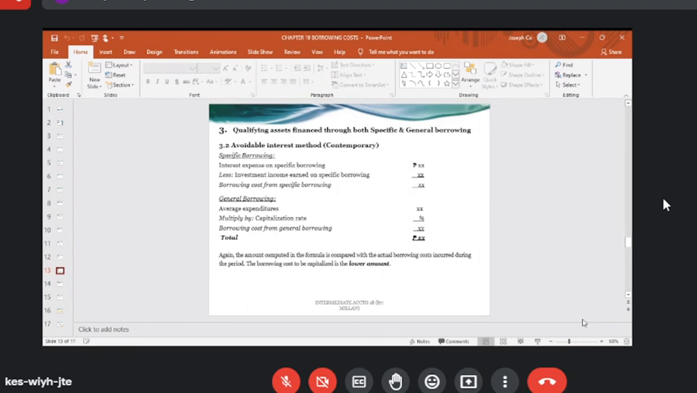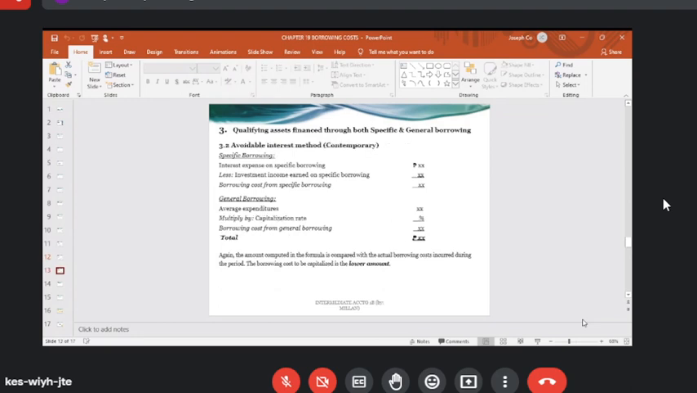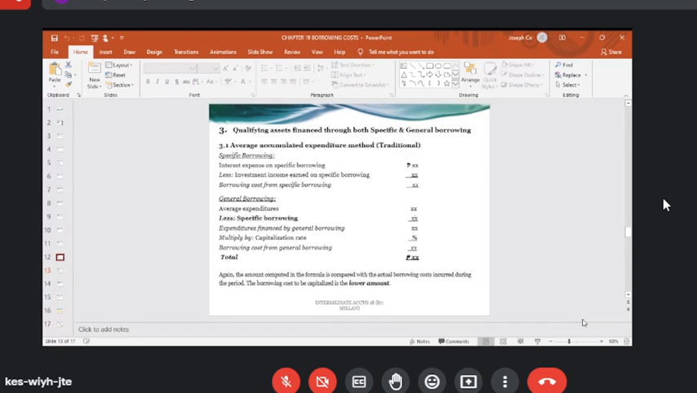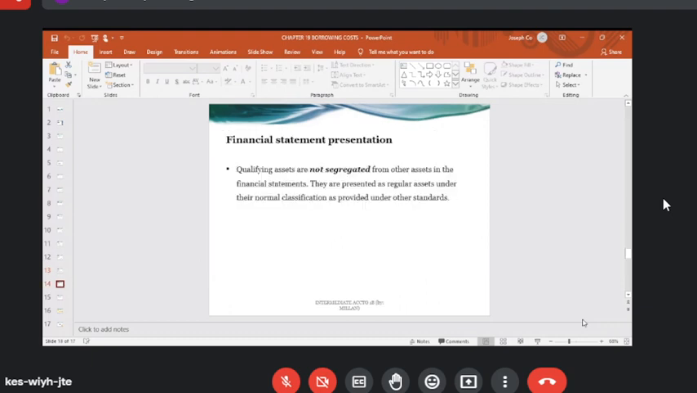And then, may tinatawag tayong contemporary and traditional, no? Okay. Yung traditional, diyan ako magpo-focus, kasi usually ang nasa libro naman is yung traditional. Okay, kaya hindi tayo magpo-focus sa contemporary. And then FS presentation: qualifying assets are not segregated from other assets in the financial statements. They are presented as regular assets under their normal classification as provided under other standards.